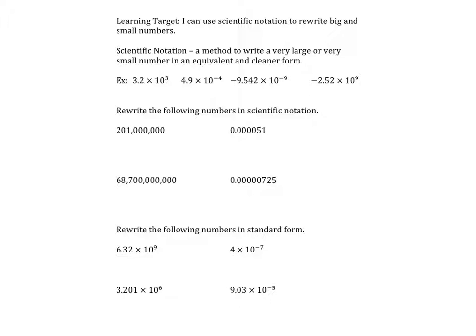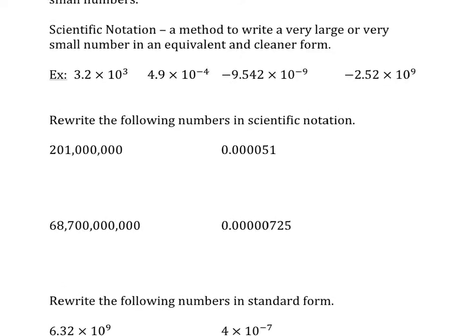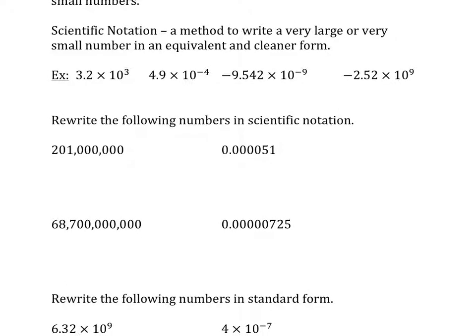Okay, so what's scientific notation? Well, it's a method to write a very large or very small number in an equivalent and cleaner form. That way you don't have to write out the whole big thing, and you'll see what I mean when we start getting into some of these examples. You might have seen these before, maybe in another class, like a science class, or maybe even on the news or in something like that.